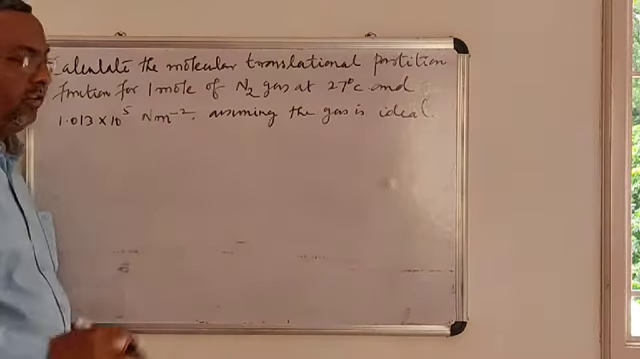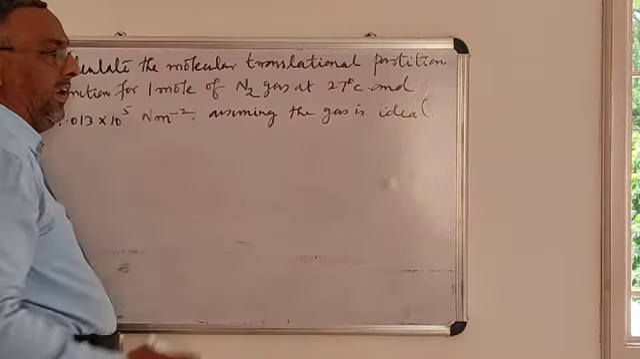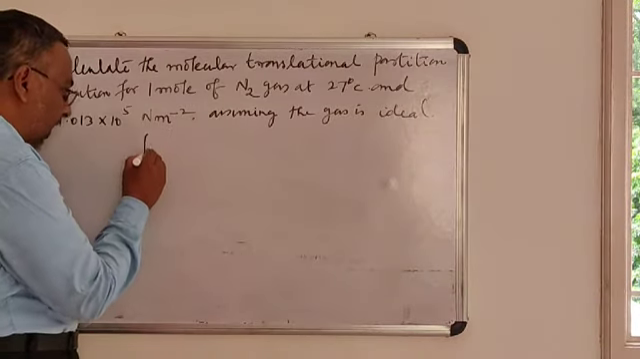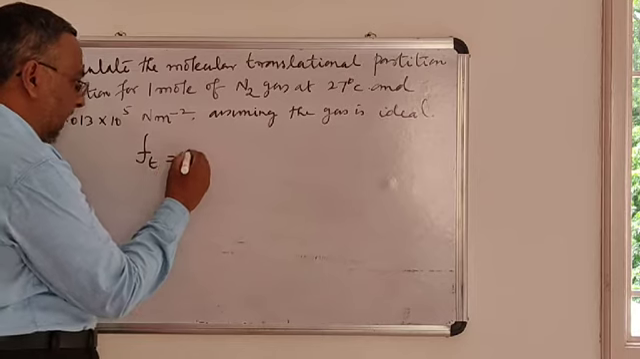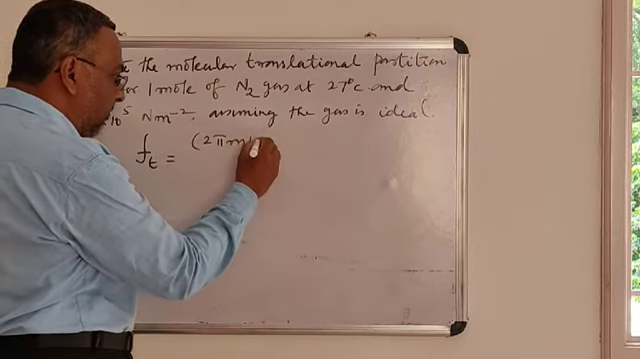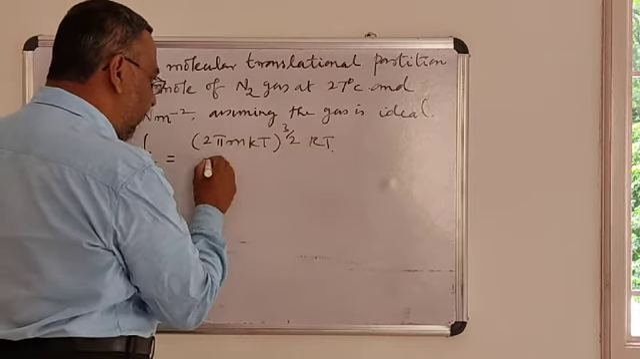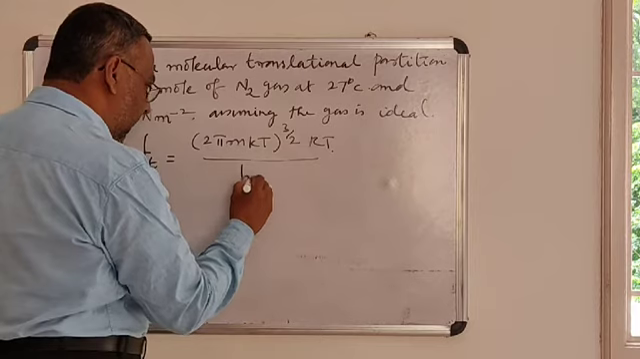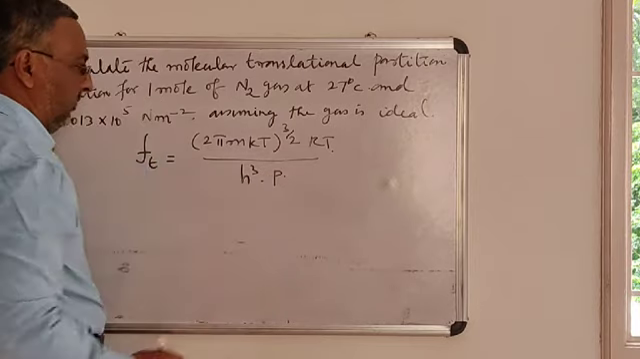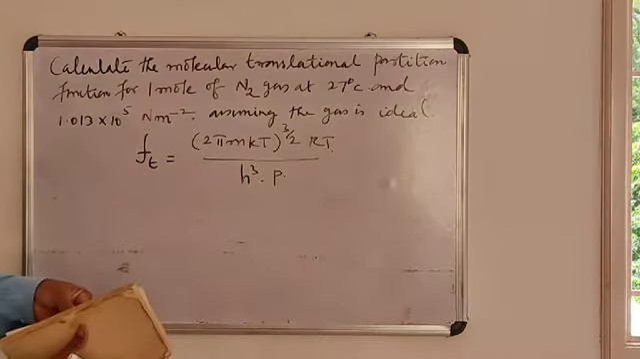We have to find out the molecular translational partition function. Here the gas is ideal, so we have to use the formula we have just studied: (2 pi m kT) power 3 by 2 into RT divided by h cube into P. This is the formula we have to use, because it is an ideal gas.